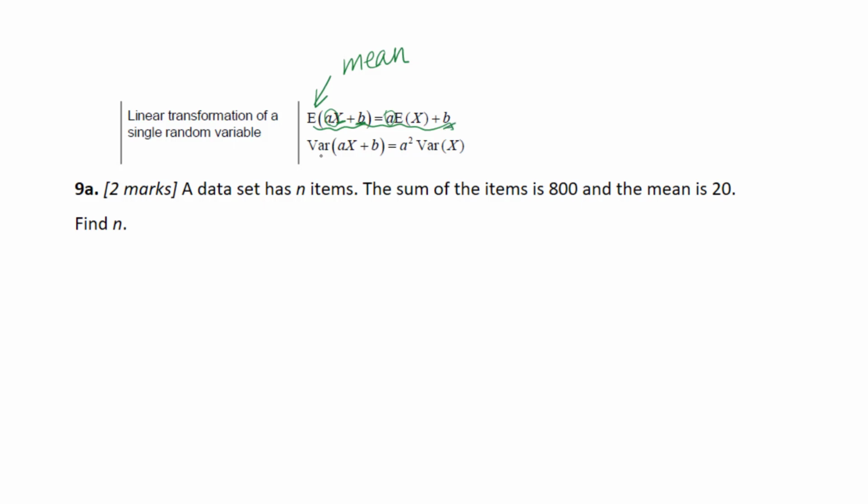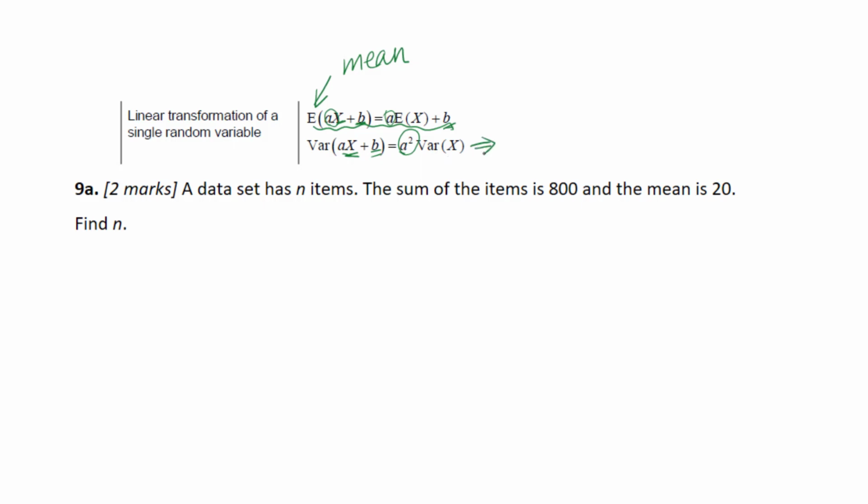The second formula is for variance. For variance, when the original data is multiplied by A, then your variance will be multiplied by A squared. When B is added to the original data, the variance won't change.